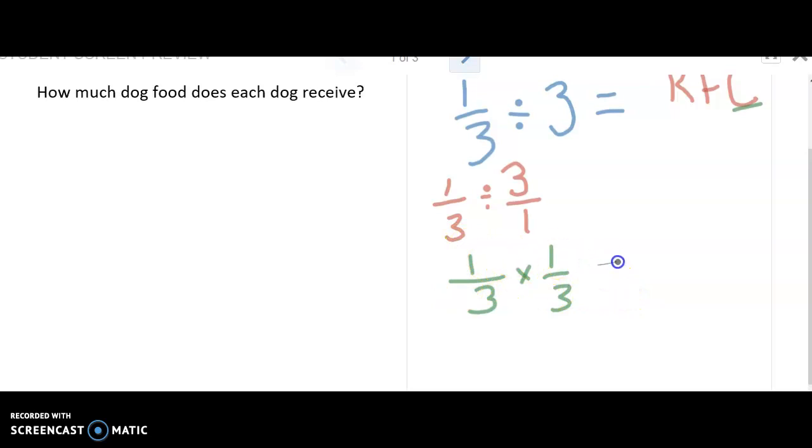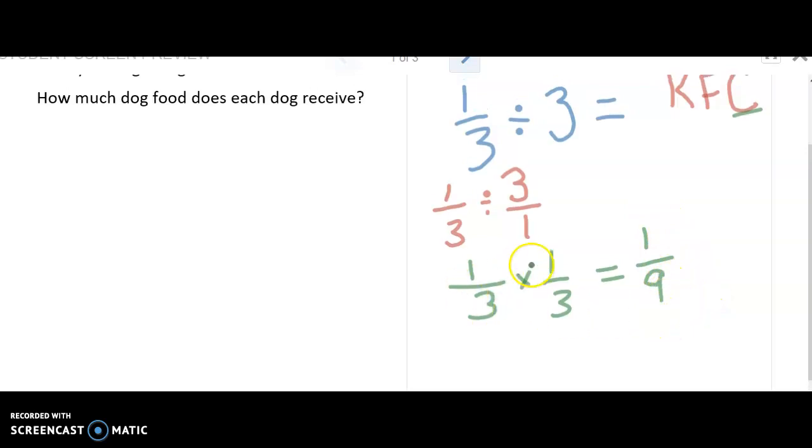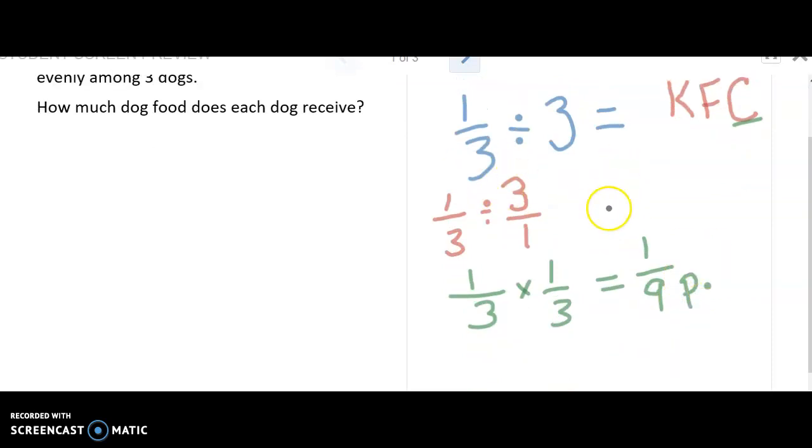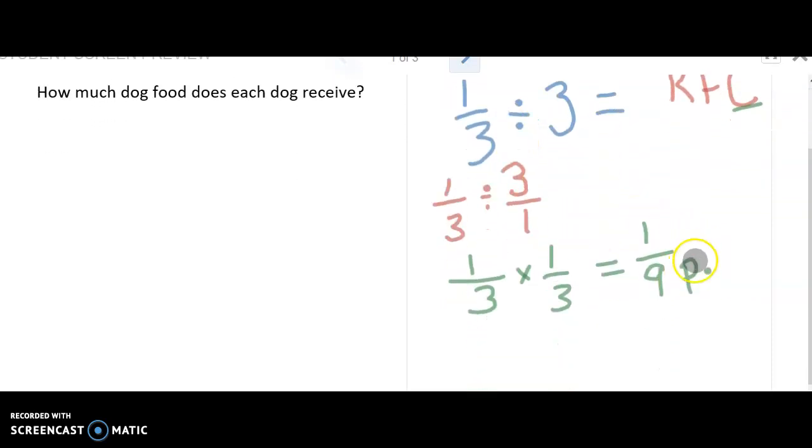So 1 times 1 gives me 1, and 3 times 3 is 9. And I want to make sure that's in simplest form, 1/9. Yep. So each dog is going to receive 1/9 of a pound. Or actually, you know what? I just realized when I did that, I'm going to erase this. Pound is written in abbreviated form, LB. There, that's better. So each dog gets 1/9 of a pound.